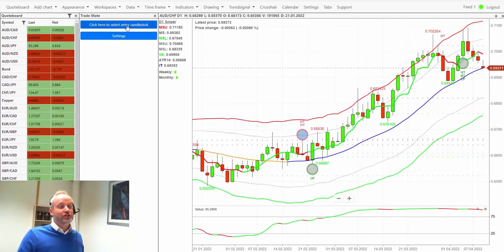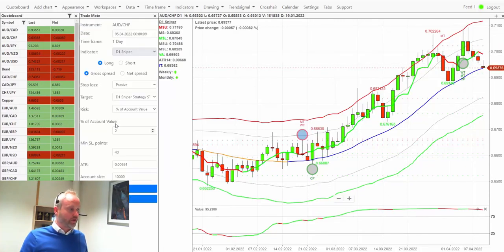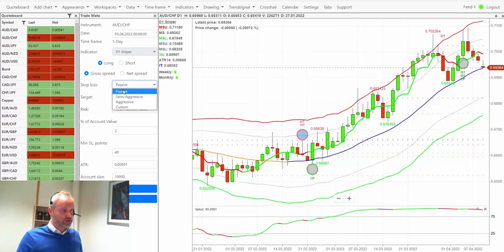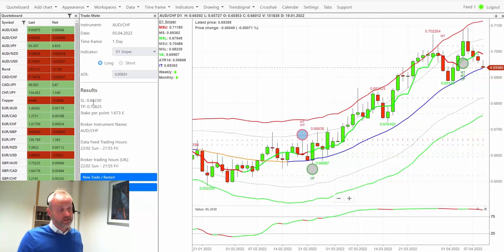So let's use TradeMate. Let's just have a look at those tools there. So click here to select entry candlestick. Select that bar there. Okay, so we're going to use the D1 Sniper Strategy starter limit. This is what we recommend for new traders. As for the stop loss, we can go with the tighter stop loss off this level here. Calculate trade details. What this does is gives us an output.